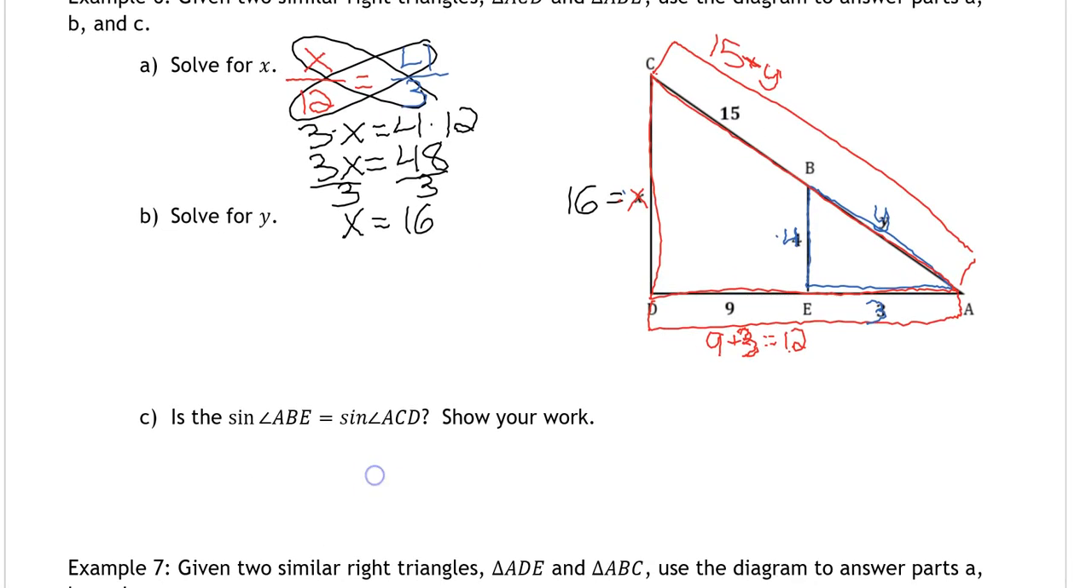Now, looking for solving for y. To solve for y, I'm going to use something different. So there's multiple ways to do these types of problems. For this one, I'm going to use Pythagorean's theorem, right? I have this right triangle here where y is my c. So I have a squared plus b squared equals c squared. So a and b are 3 and 4.